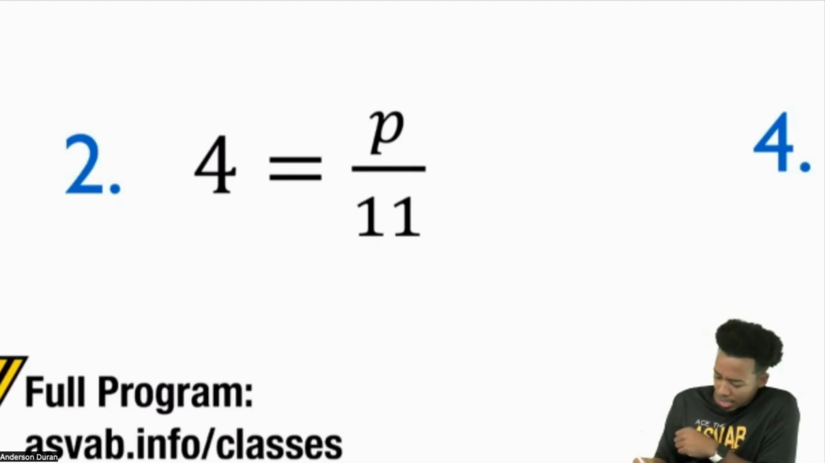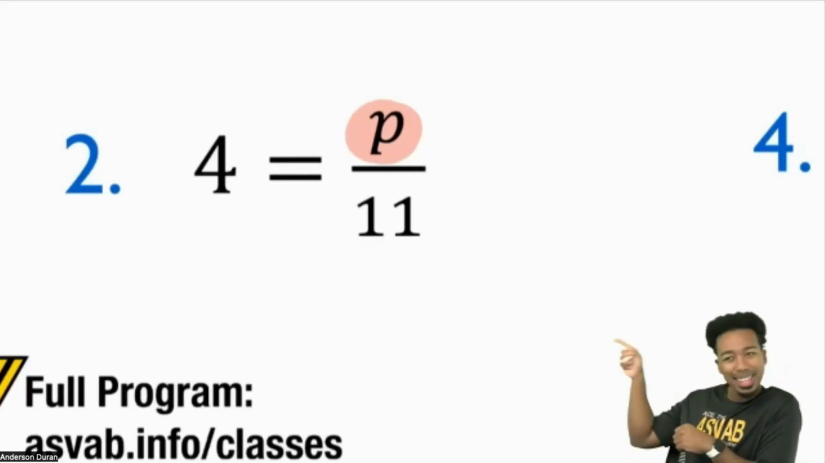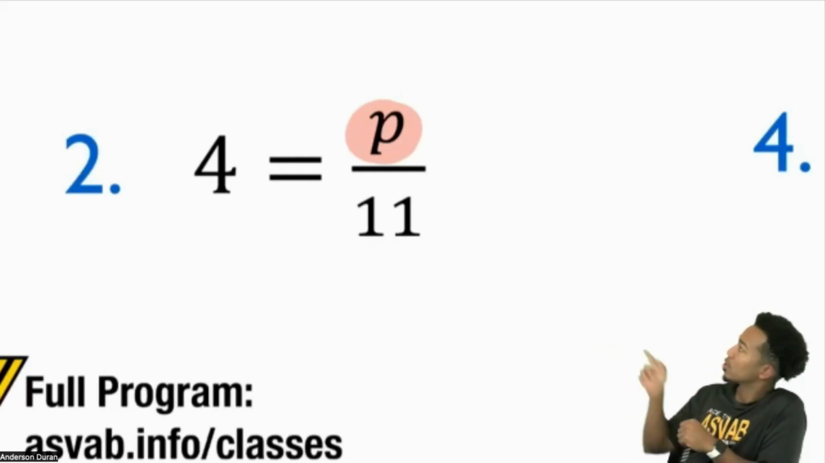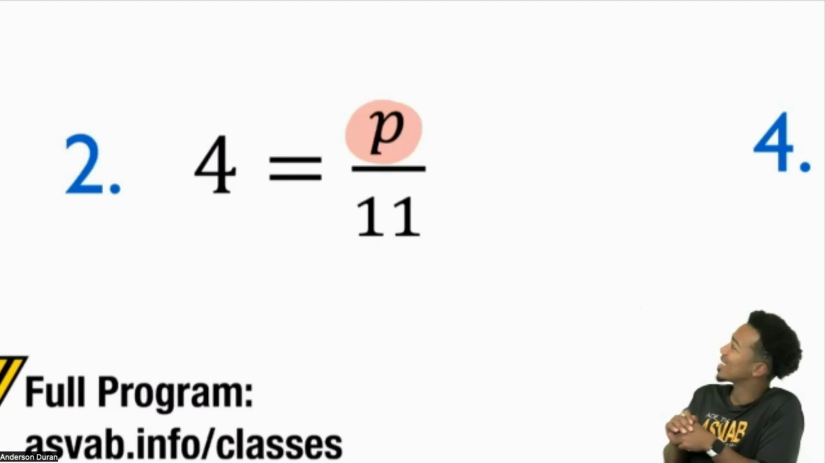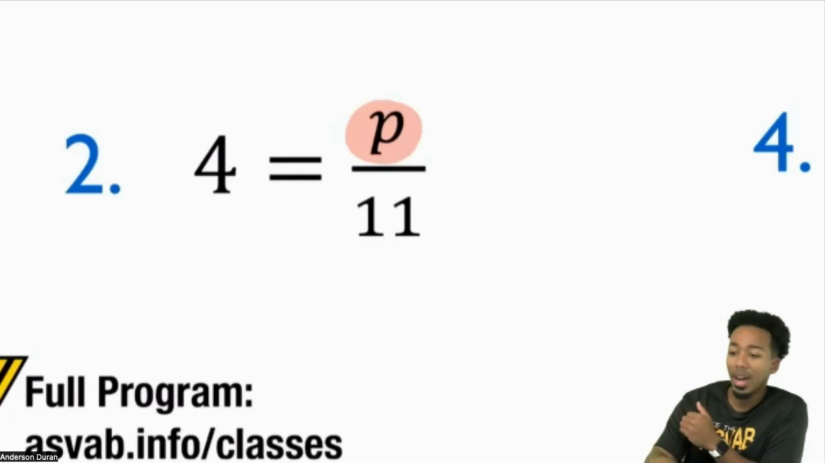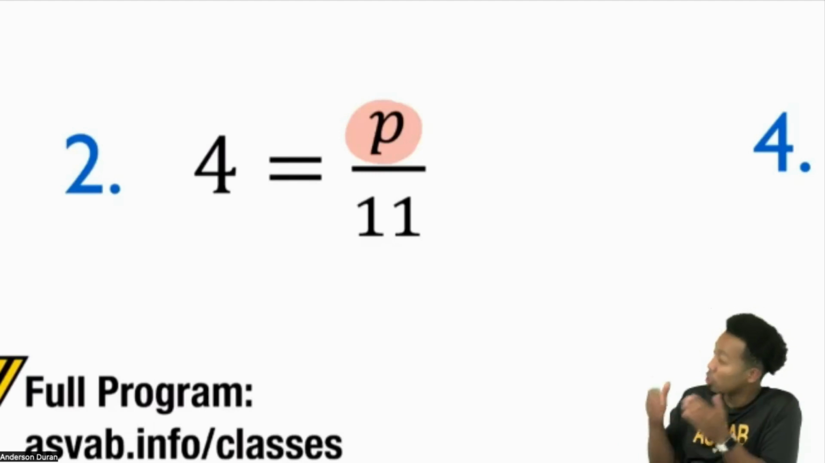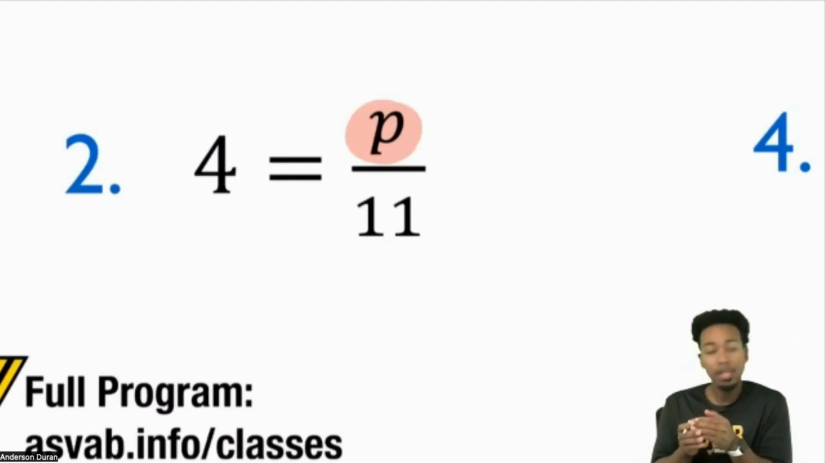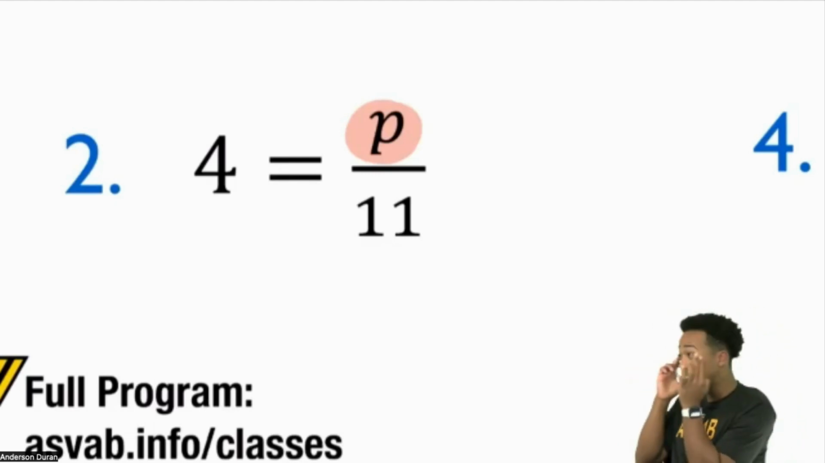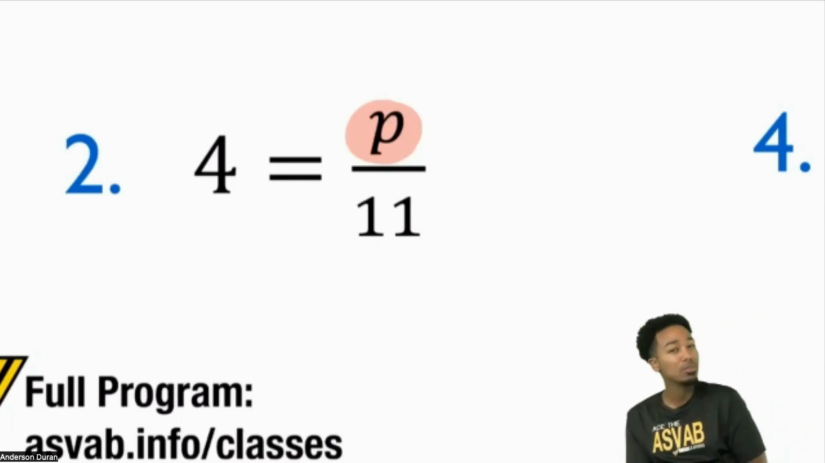We want to get the P by itself. Now, everybody, this is what I mean by working backwards in the order of operations. What operation, and by what number, is currently happening to the P? Not what should we do, but what do we see? What do we observe that's happening to the P right now?